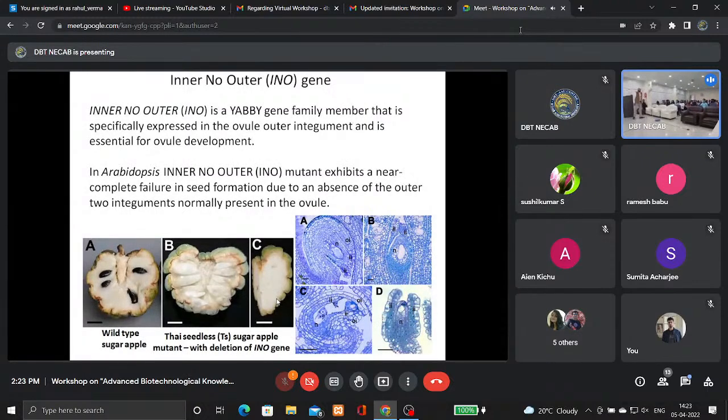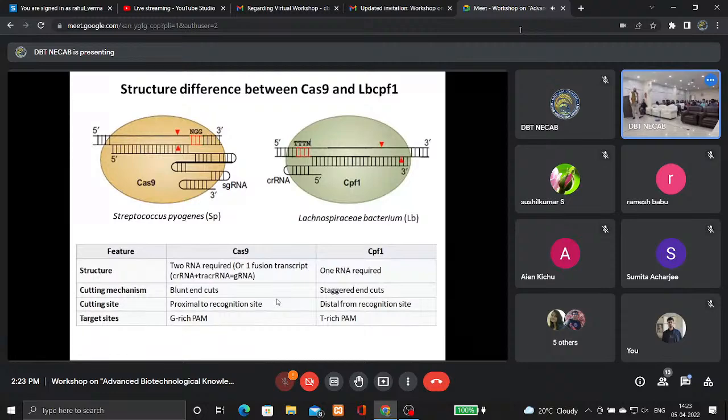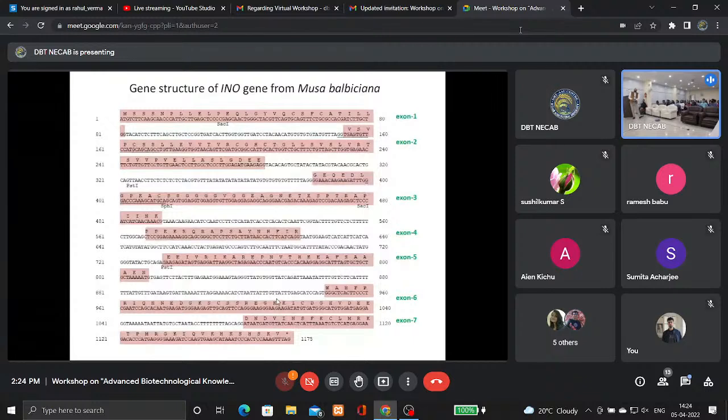So taking that into account, this is the gene structure of the inner no outer gene of the Musa balbisiana. We already cloned that gene from the Musa balbisiana. We isolated the gene, cloned it, and analyzed it, and we found there are about 7 exonic regions. You know what introns and exons are, right? Introns and exons. So there are 7.